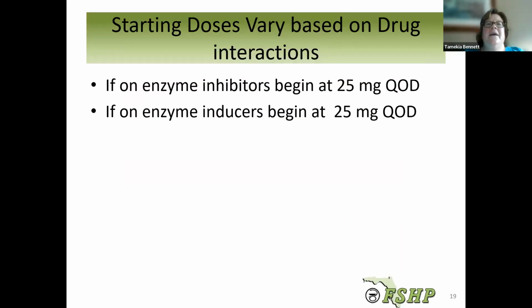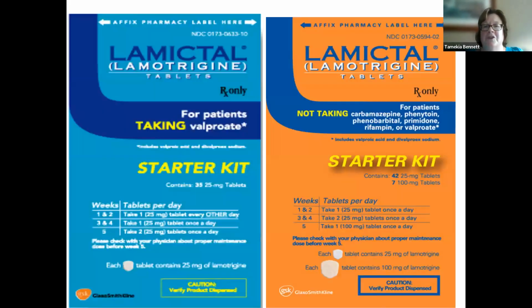So I could tell you that doses vary on valproic acid and Lamictal doses will vary if you're on one enzyme inhibitor or if you're on an enzyme inducer. And the differences are 25 milligrams every other day, or sorry about that, 25 milligrams daily. Sorry, that's a typo. Or I could show you the reason that doses differ is because of the potential for severe adverse skin reactions. And this is what the doses look like. My patient in particular was taking valproate, so we followed the starter kit.